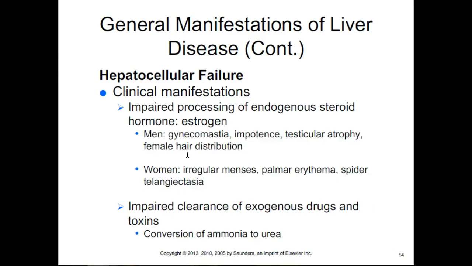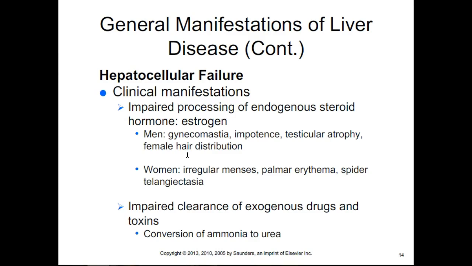All right, so then impaired processing of endogenous steroid hormones, right? Estrogen. So estrogen is made in high quantities in our liver, not super high, but higher than, not like your ovaries, but in men, right? So that steroid hormone would be in excess, right? And it could lead to gynecomastia, impotence, testicular atrophy, and more of a female hair distribution. In women, it could lead to irregular menses, right? Palmar erythema, right? Erythema, and spider telangiectasias, right?